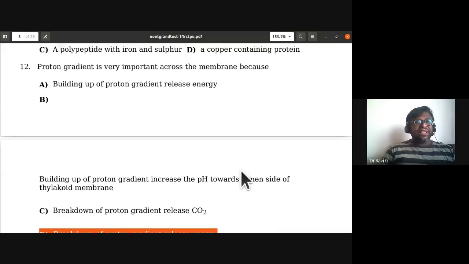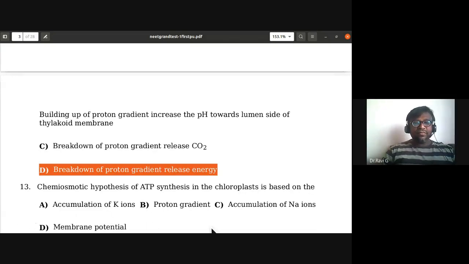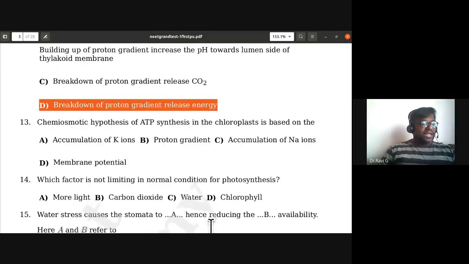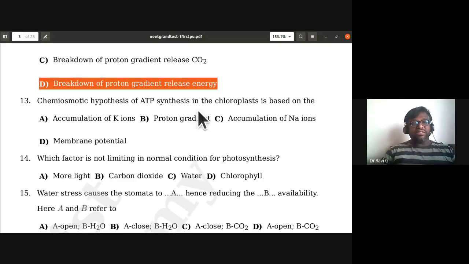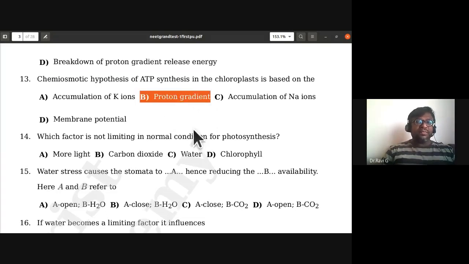So D is the correct answer for the 12th one. Next one, the 13th: the chemiosmotic hypothesis of ATP synthesis in the chloroplast is based on the accumulation of potassium ions, proton gradient, accumulation of sodium ions, or membrane protein? So chemiosmotic, it is based on the proton gradient. So the chemiosmotic hypothesis of ATP synthesis in the chloroplast is based on the proton gradient.